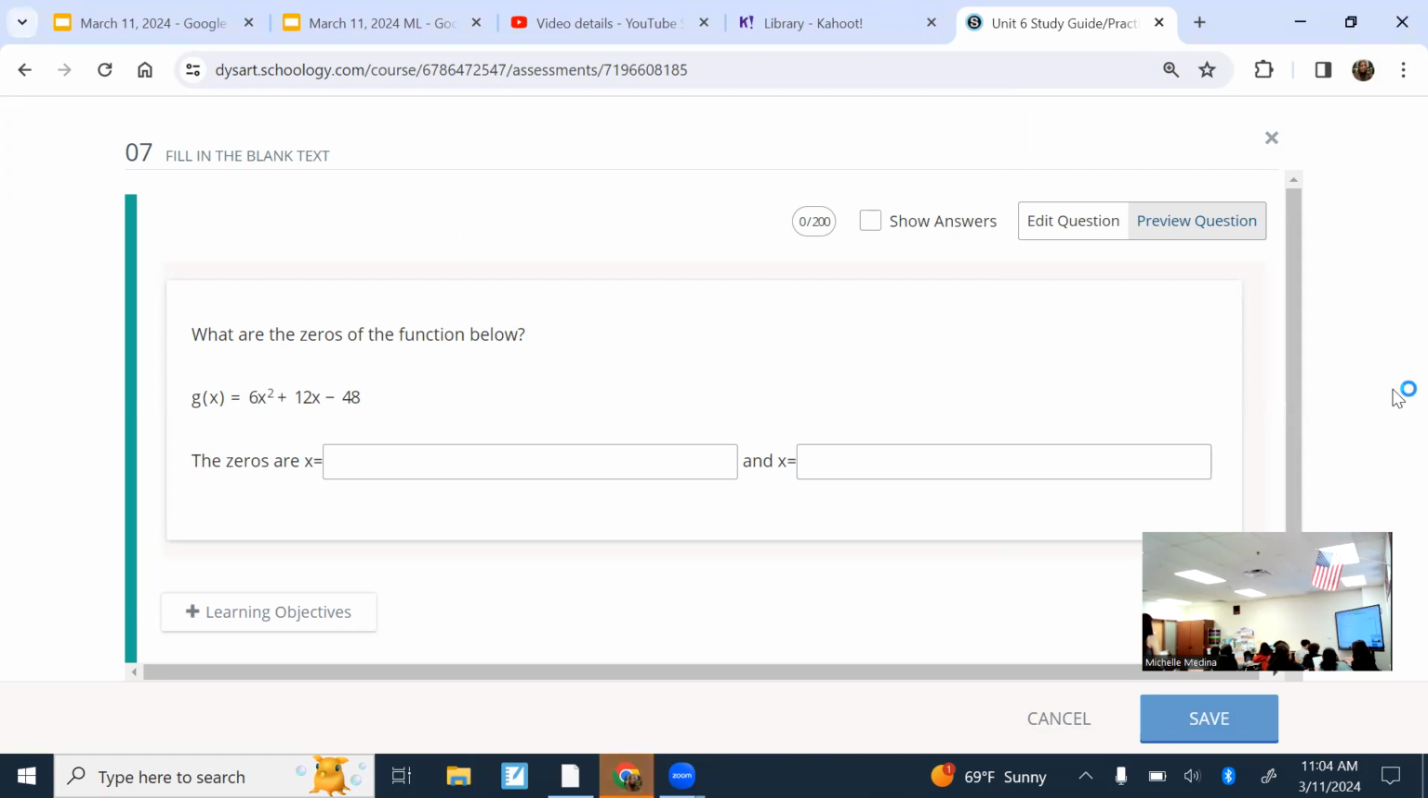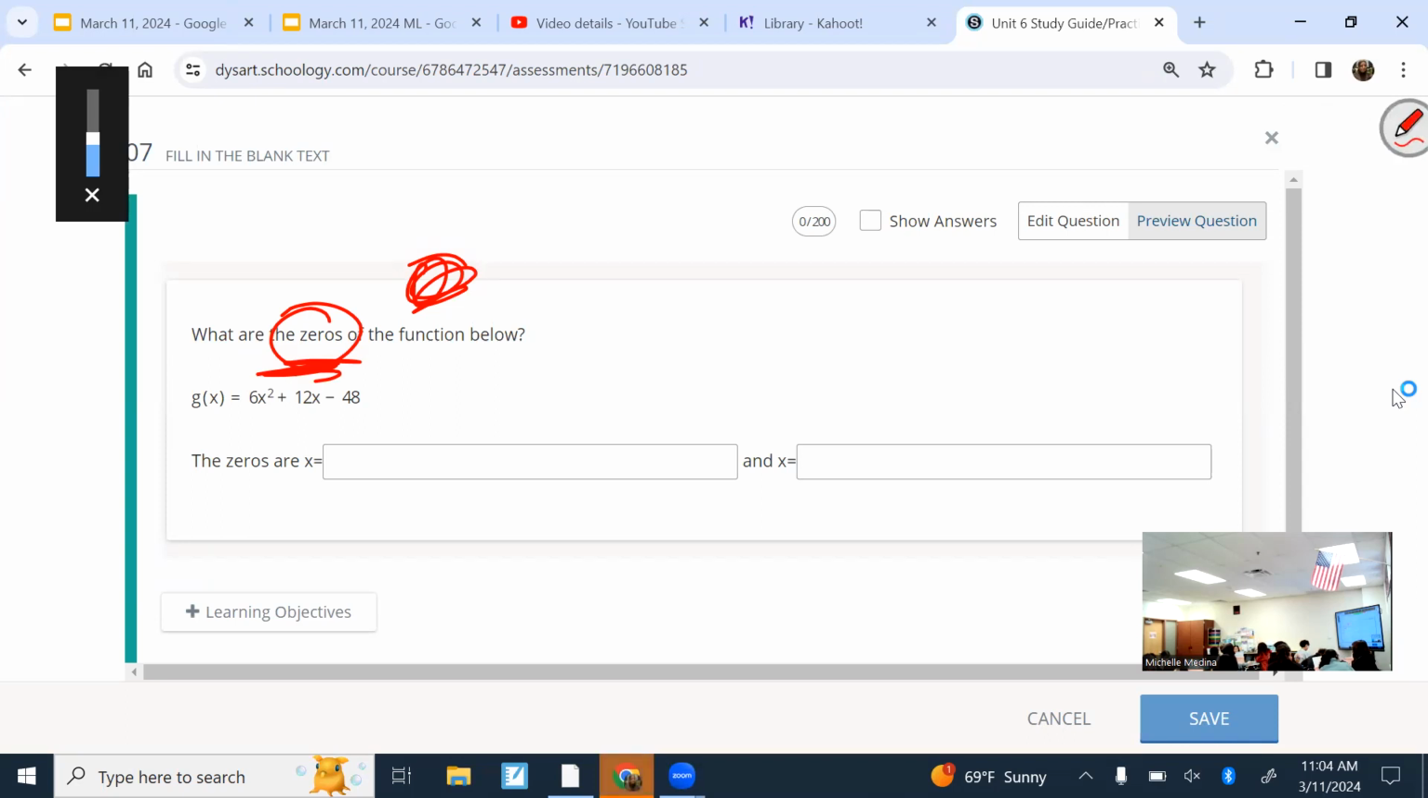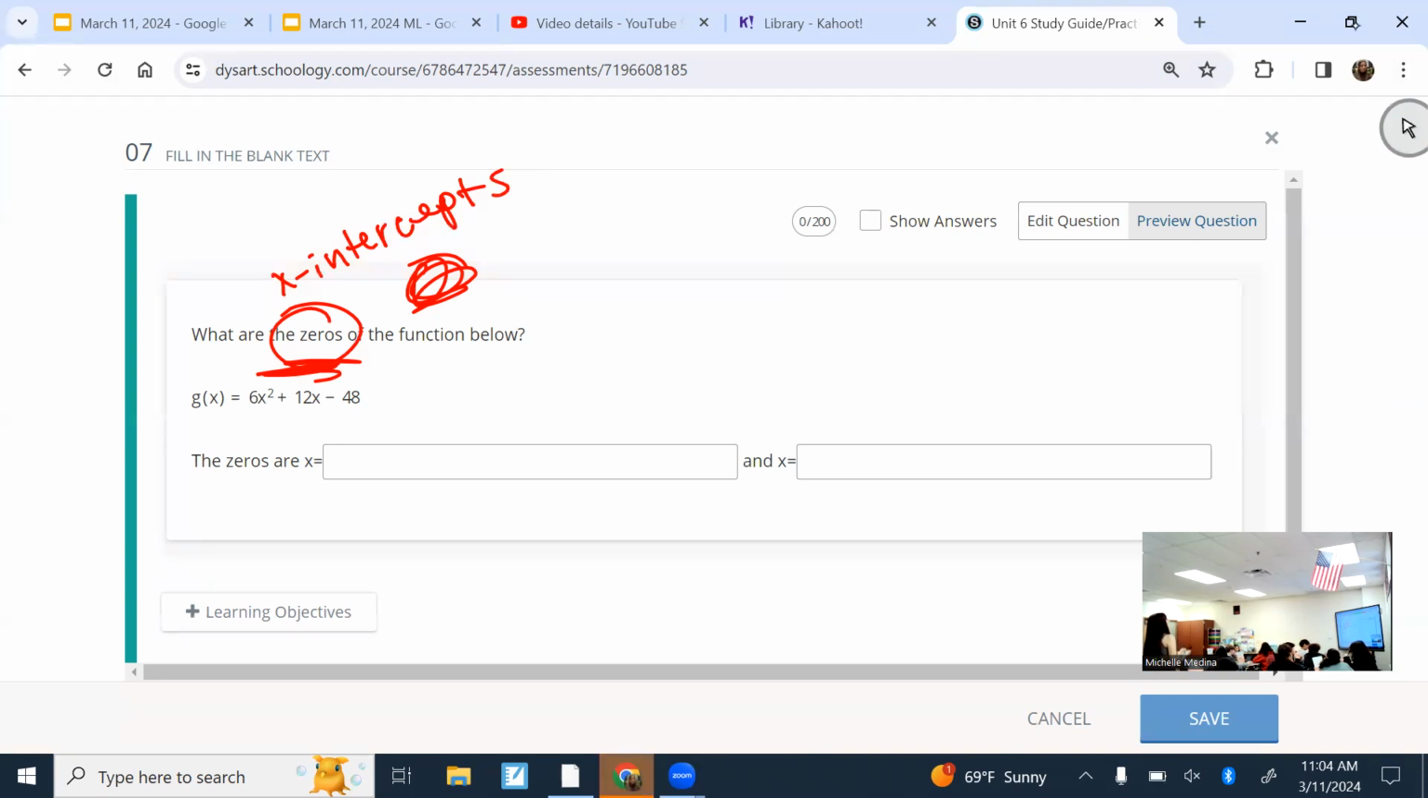Sorry, it's still loading. But in this unit we've not learned how to do it from standard form, which is what is being shown right now. So the only way we really can solve this one is by putting it into Desmos and seeing where it touches on the x-axis, because that's what, by definition, x-intercepts are. So that's what we're gonna do.